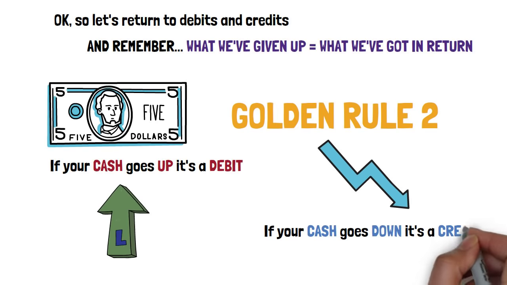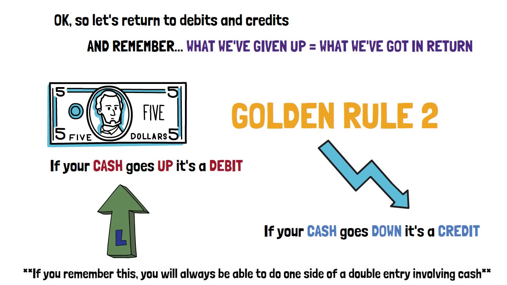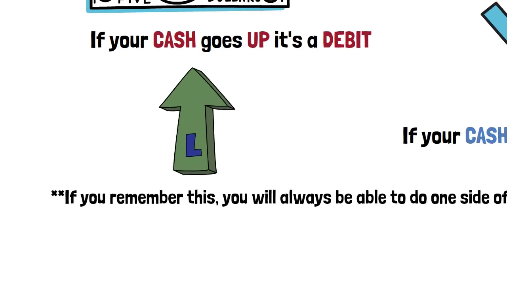By remembering this simple rule, you will always be able to complete one side of a double entry involving cash or something that could become cash at a later point. So I repeat, if cash goes up, it's a debit. If cash goes down, it's a credit.